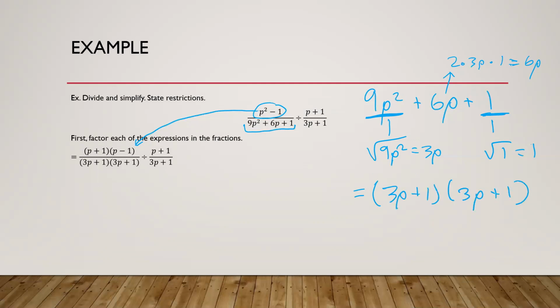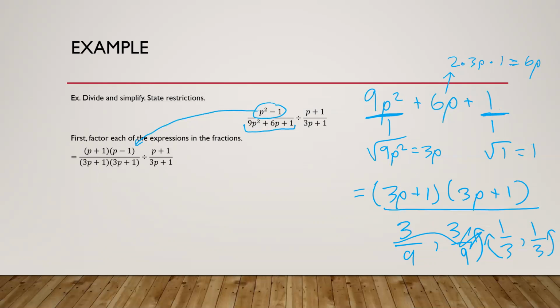You could also use sum and product, right? You just try to think of two numbers that add up to 6 but multiply to give you 9. The two numbers would be 3 and 3. So then you write 3 over 9 and 3 over 9, and this is the Aussie method, right? You reduce it to lowest terms. Oops, I forgot to do that. You reduce it to lowest terms. That's 1 over 3 and 1 over 3. And then you rewrite it as 3p plus 1 and 3p plus 1, which is basically what we got here.